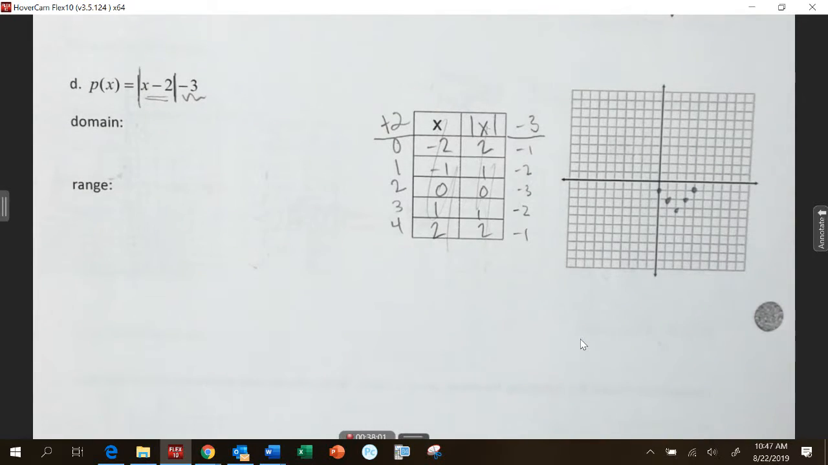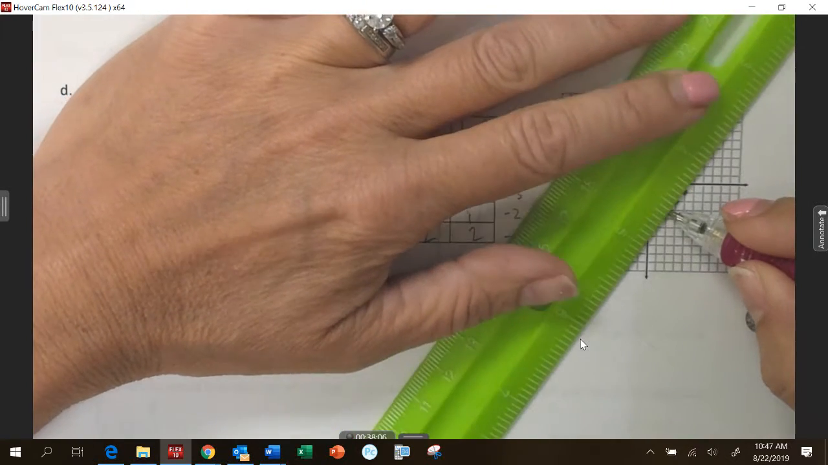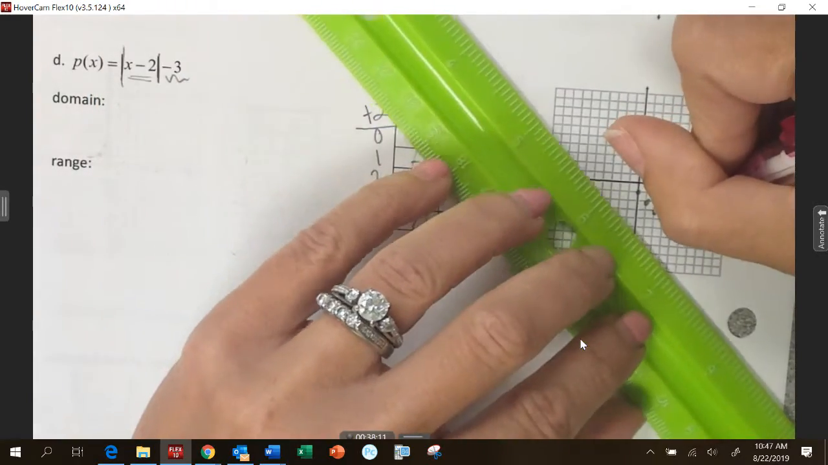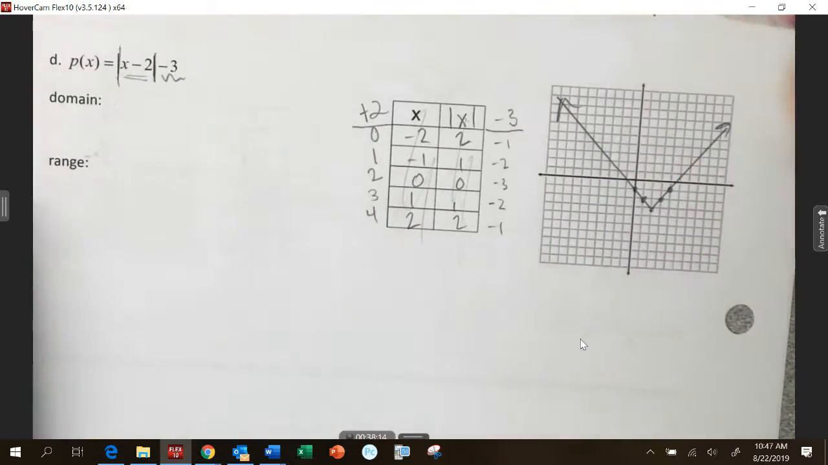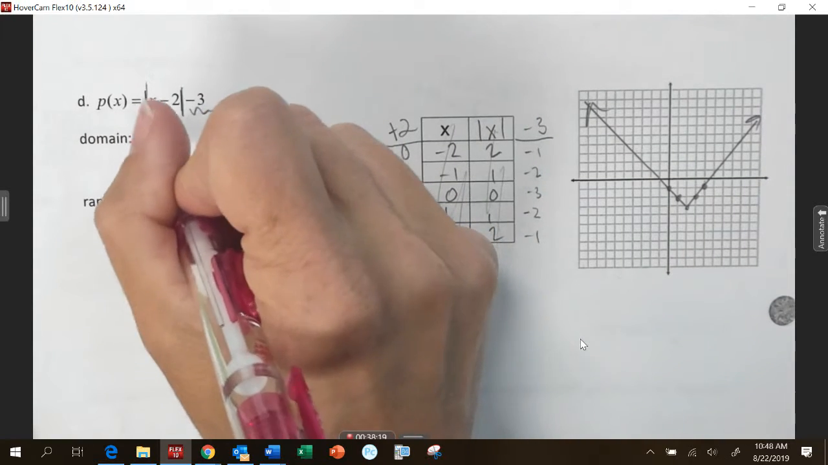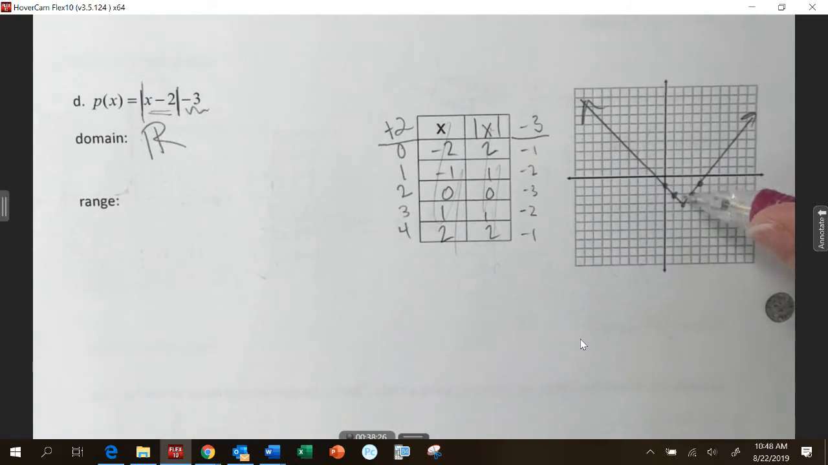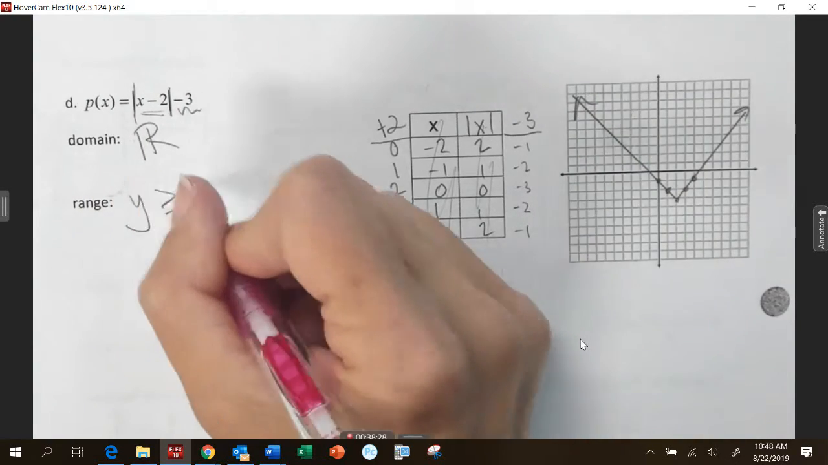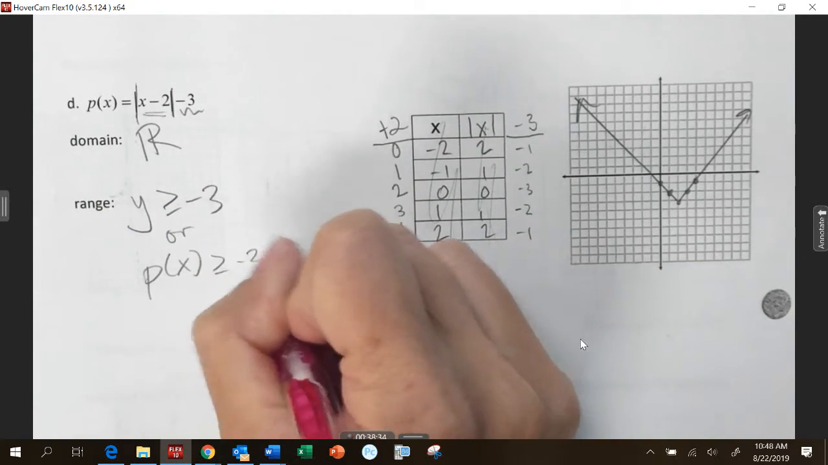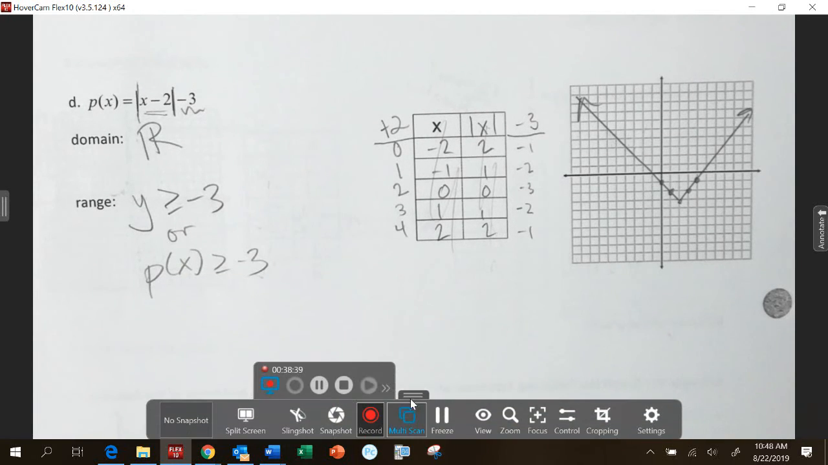And if you do it using transformations, you will have the center of that V. If you don't do it using transformations, that's okay. I'm going to go over that more in depth at the beginning of next week. Domain, how far to the left, how far to the right? All real numbers. Range, how far down? Negative 3. So we're going to go y is greater than or equal to negative 3, or you could write P of x is greater than or equal to negative 3. All right, assignment is a graphing assignment. Yay.